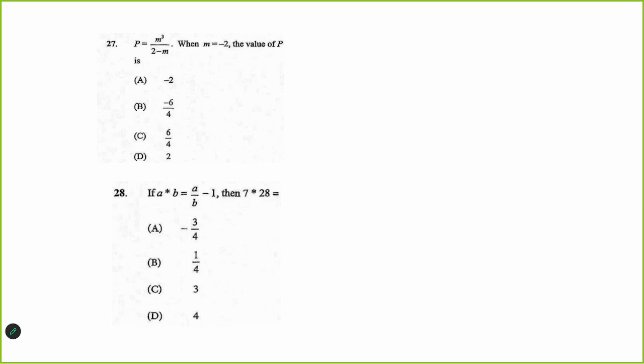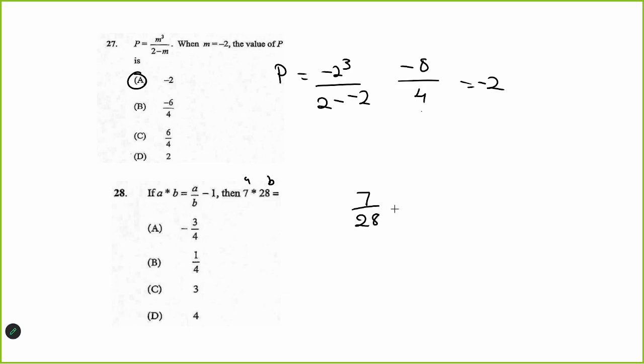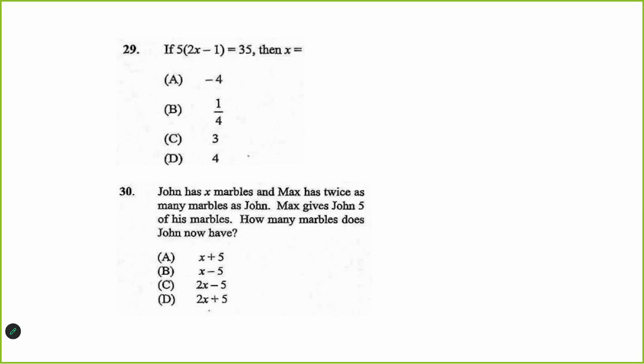Right, this one here, p is equal to negative 2 cubed over 2 minus 2. That is negative 8 over 2 plus 2, which is 4. 4 could go into 8 negative 2 times, so A is the answer. This one here, this is A and this is B. This would be 7 over 28 minus 1. 7 could go into 7 once, and 7 could go into 28: 7 4s are 28. So that's a quarter minus 1, which is negative 3/4. So the answer here is A.